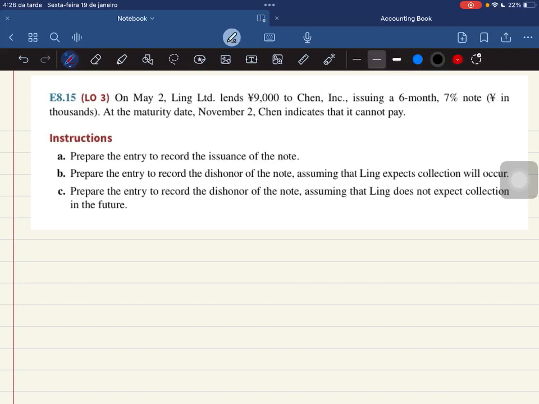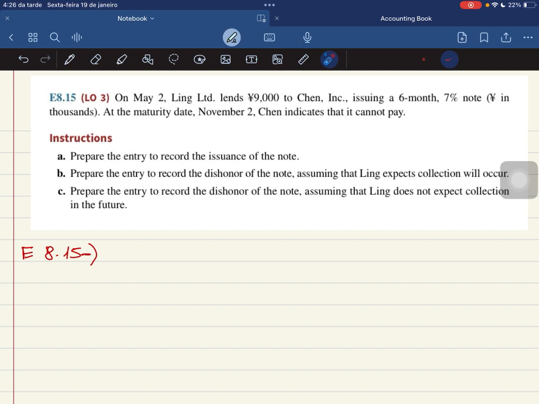E 8.15. On May 2nd, Ling Limited lends 9,000 to Chen Incorporation, issuing a 6-month 7% note. At the maturity date, November 2nd, Chen indicates that it cannot pay. Okay, so when it says that it cannot pay, it means that you dishonor the note.